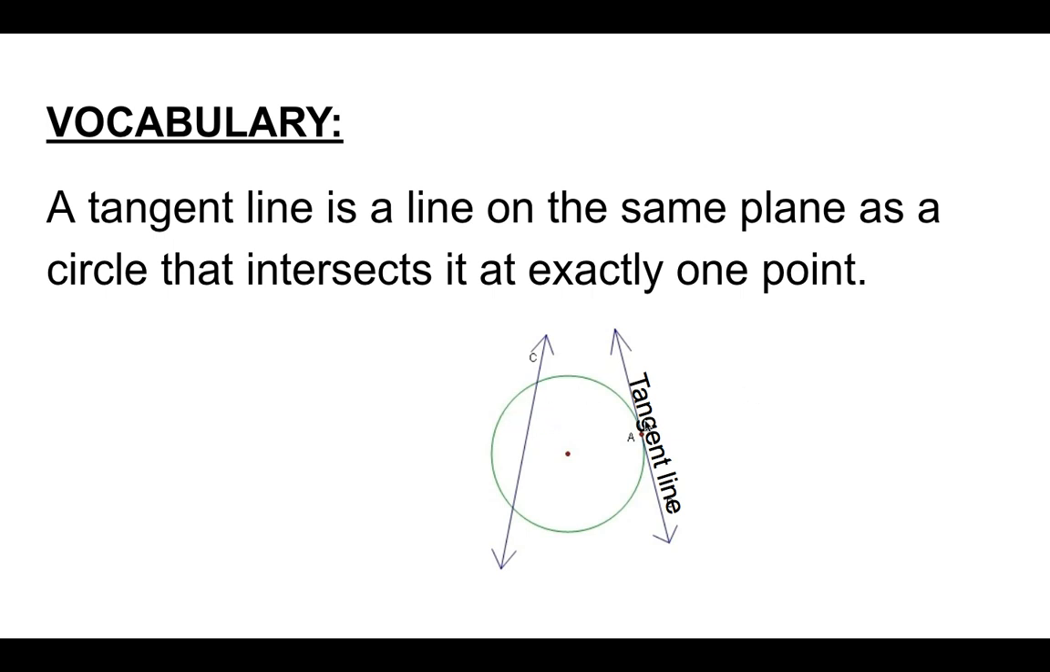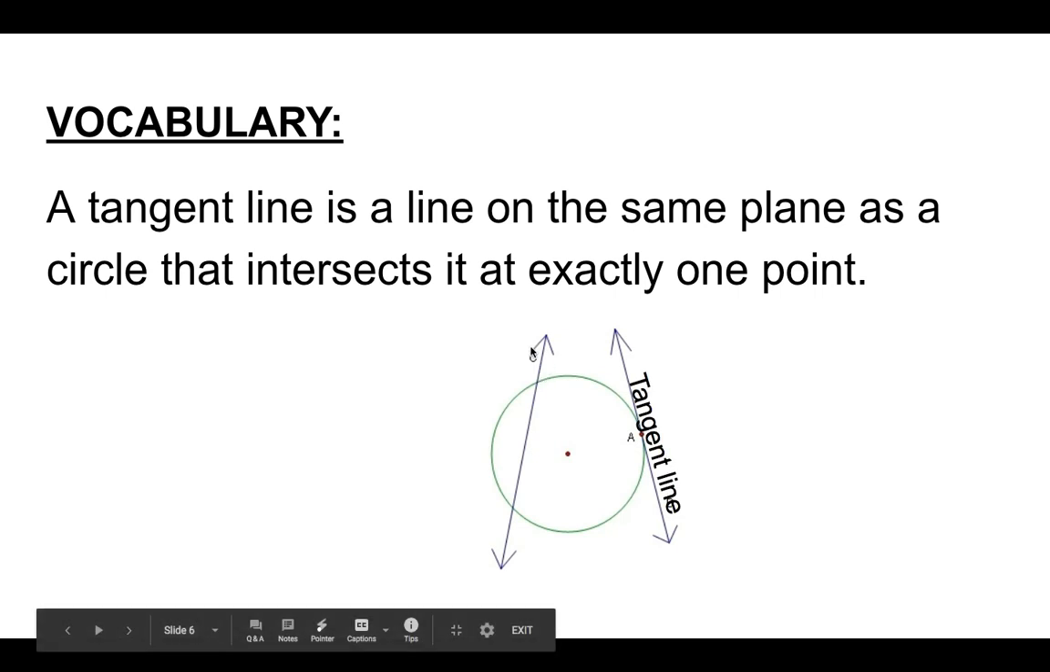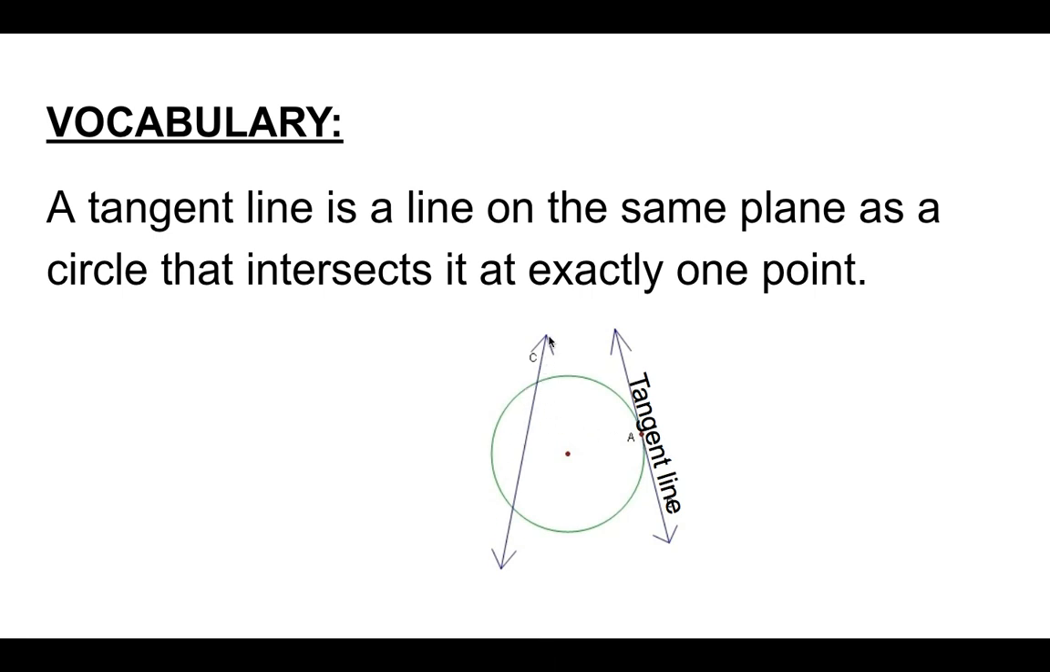This line here is different from this line here, because this tangent line only touches the point once, versus this line here, which would be considered a secant line because it touches the circle at 2 points and then extends out further.